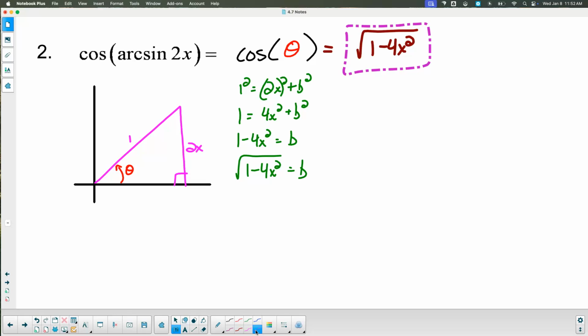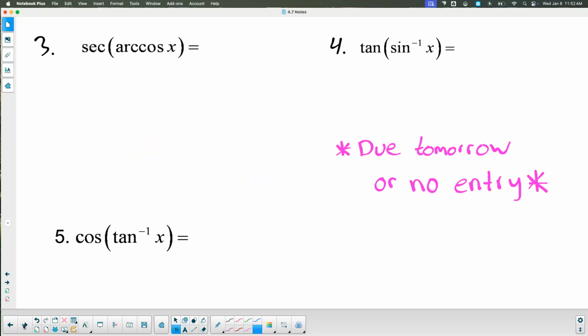Entrance ticket for tomorrow are those 3 problems. Your homework for tonight is your entrance ticket for tomorrow.